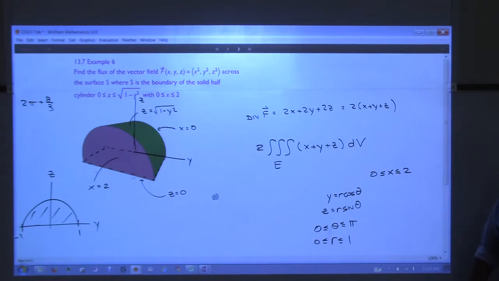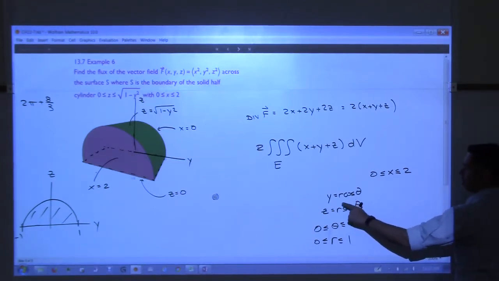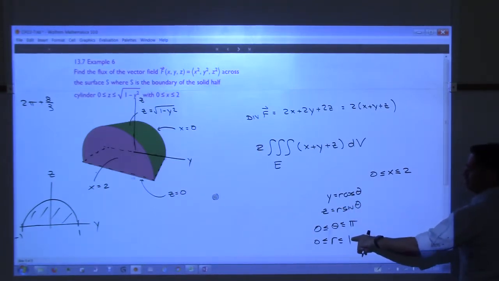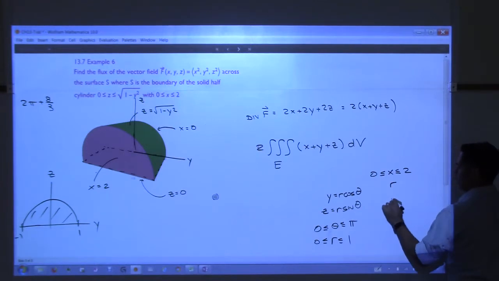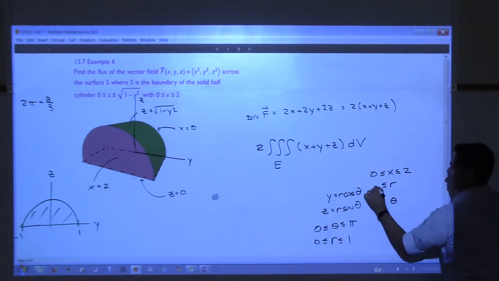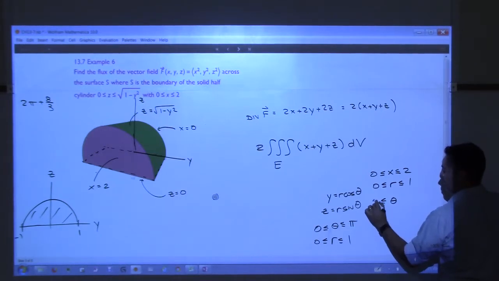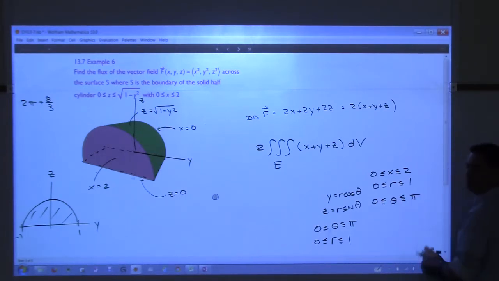Do y'all see the difference between these two approaches? You get the same answer. So what I'm going to do now is switch this over. It's going to be a function of x, r, and theta. R is between 0 and 1. Theta is between 0 and pi. Go with me? Yes, no, maybe so?